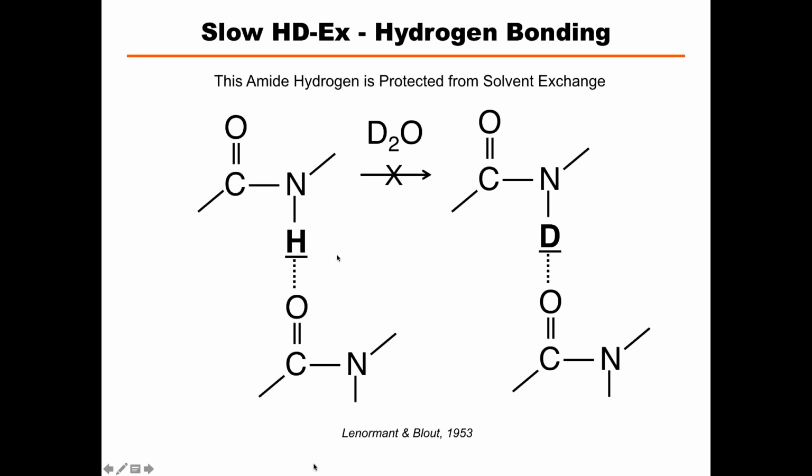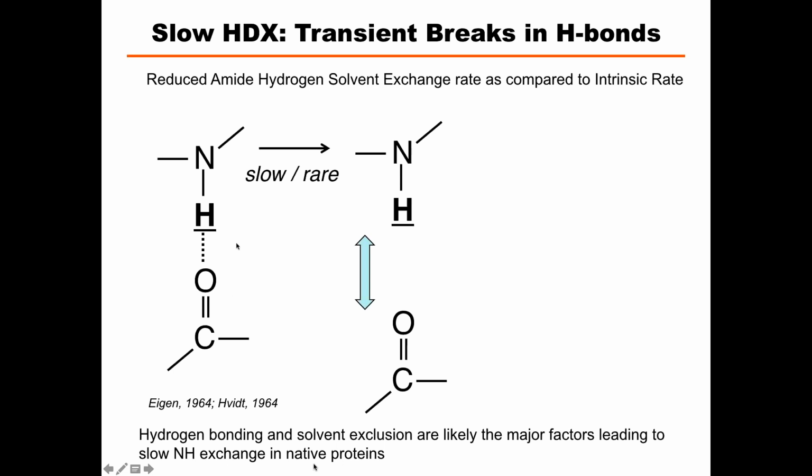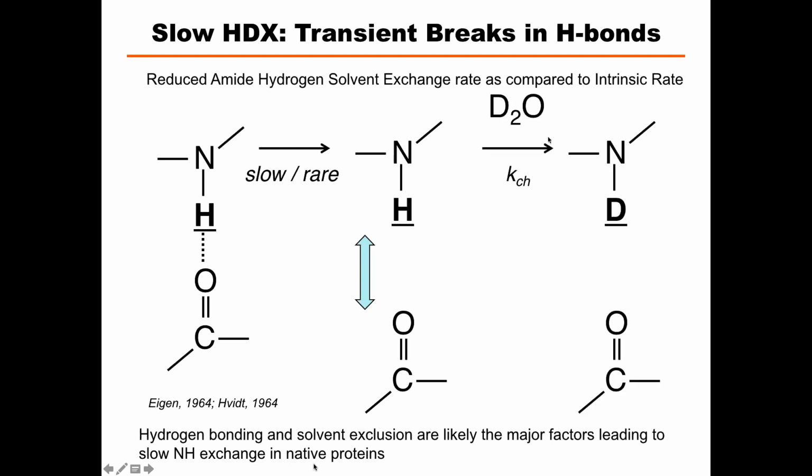Now, of course, proteins aren't static. So we know that there's an opening and closing, or breathing, of the protein, whatever you want to call it, where this hydrogen bond is going to be broken temporarily. This is a slow event and a rare event. But when it happens, in the presence of deuterium, you get an exchange of that amide hydrogen with deuterium. So hydrogen bonding and solvent exclusion are the major factors, with hydrogen bonding being the biggest factor in protecting. You do need solvent accessibility to have an exchange reaction. Without the solvent, you can't have the exchange. But you can have a fully solvent exposed alpha helix that is extremely protected from exchange due to the hydrogen bonding.